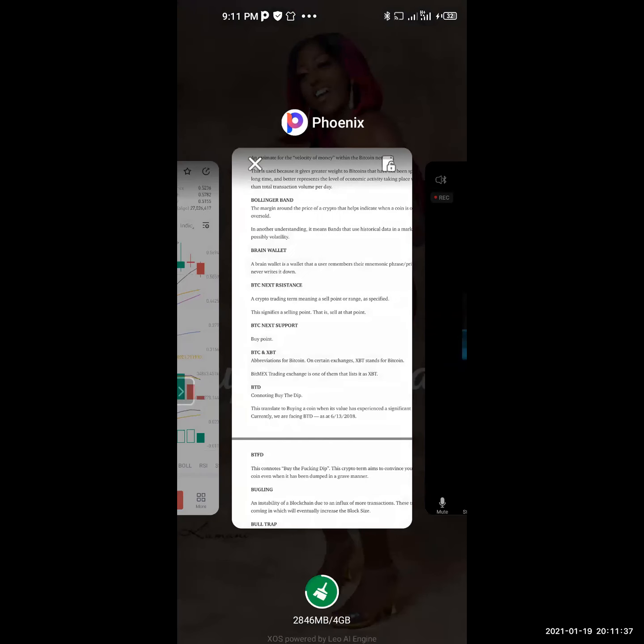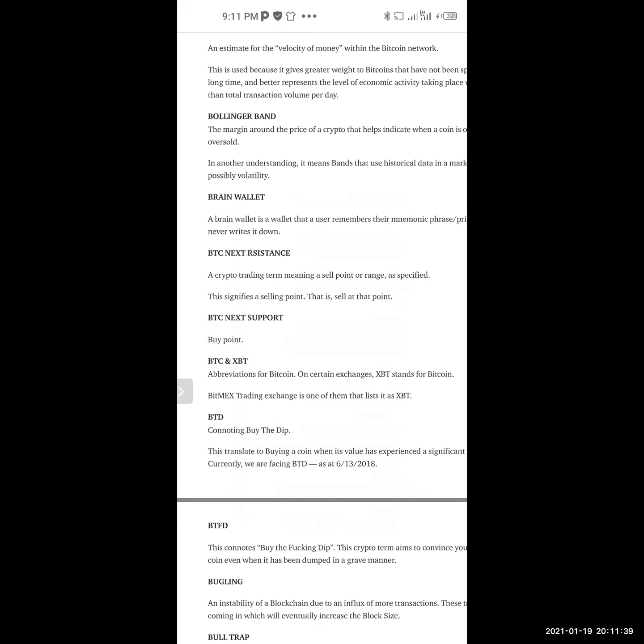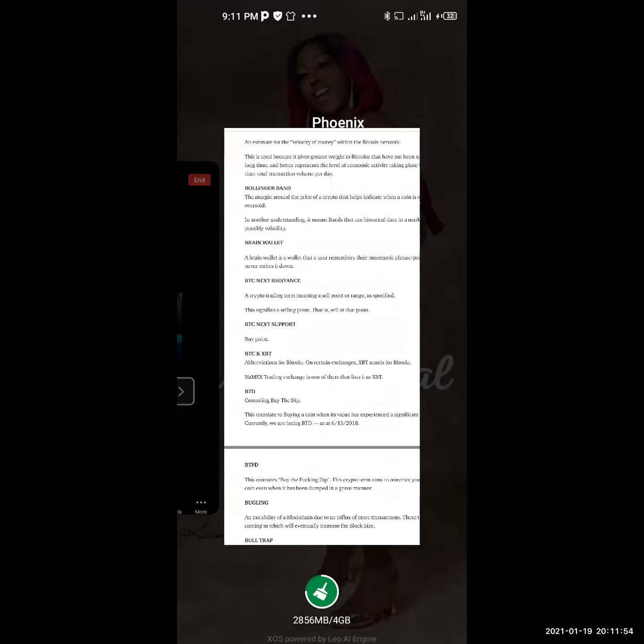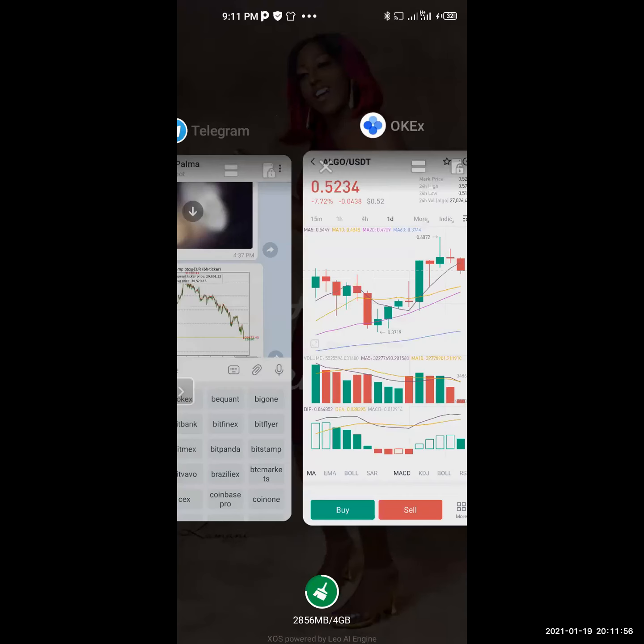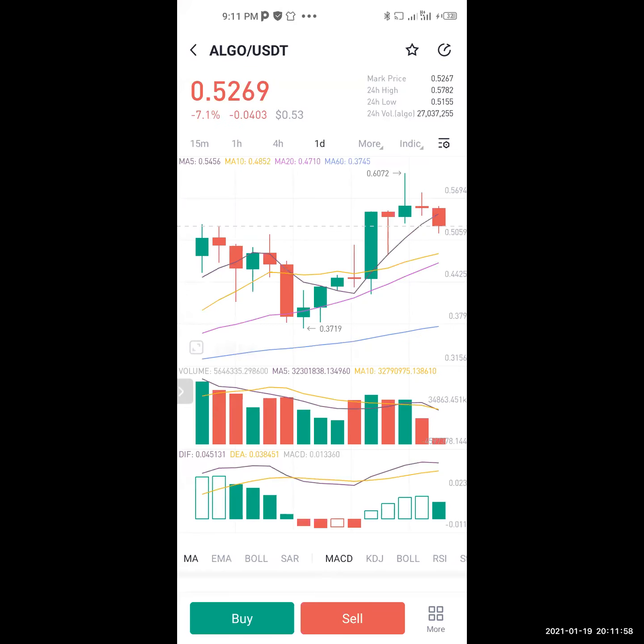So as I was explaining, BTC next support and BTC or resistance. Support means a buying point. Resistance means a selling point. Why it's called resistance is that it's like hitting a ceiling. Let me show you, for example. Let's use this for example now.